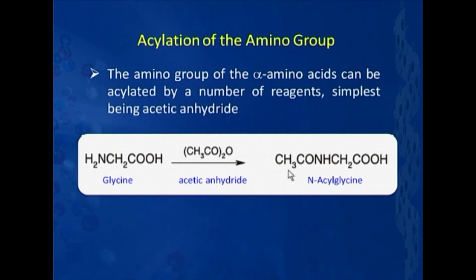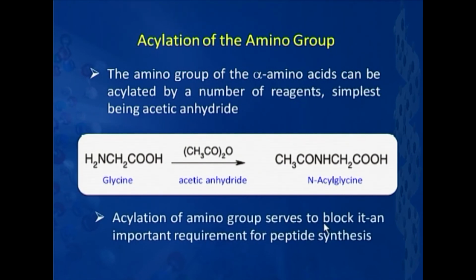What I get is an N-acyl glycine. This is a very important reaction, because effectively what it does is block the nitrogen part, that is, the amino group of the amino acid. And this is very important, because we will be learning about it in future sessions.